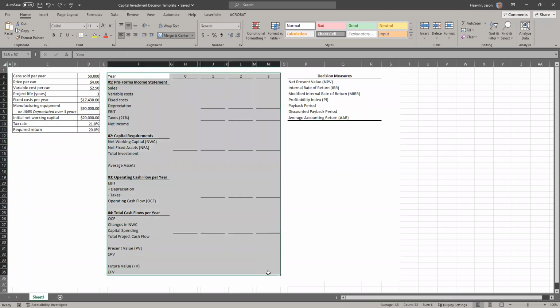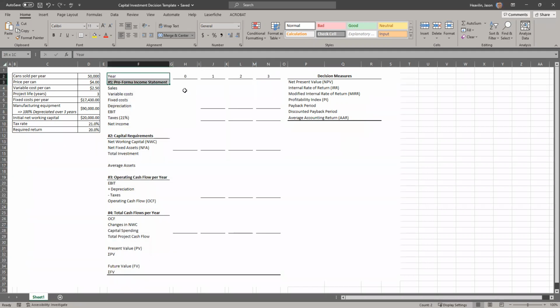These here are blank tables that we're going to fill out over a few videos. In this video, we will concentrate on the pro forma income statement.